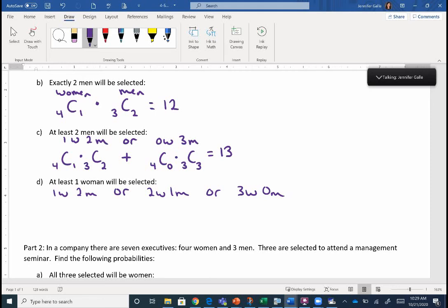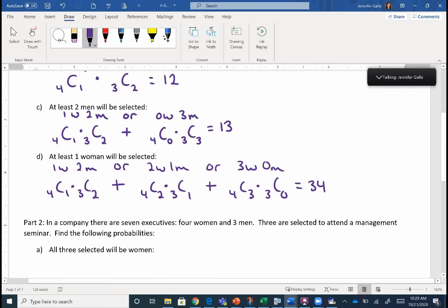So we have 1 woman and 2 men. Or we have 2 women and 1 man. Or we have 3 women and 0 men. Again, that 3C0, it's up to you if you put it or not. I like to just for the placeholder so we can see the men and women each time. Did anybody do that total out? Yes. It's 34? Thank you. 34 should be our grand total.